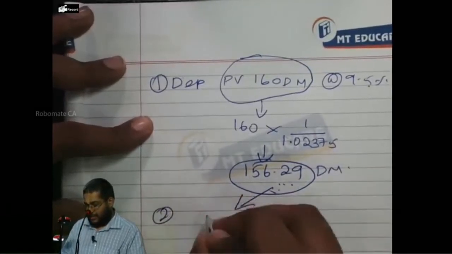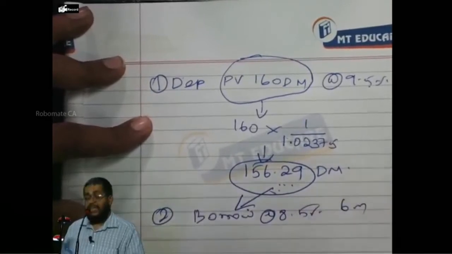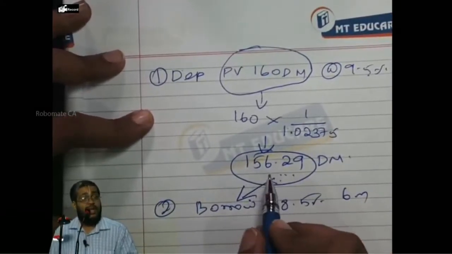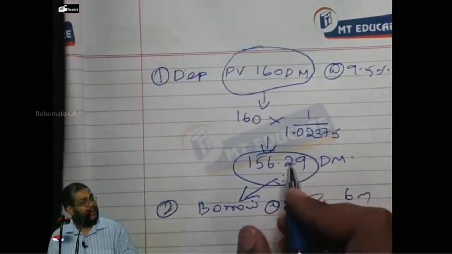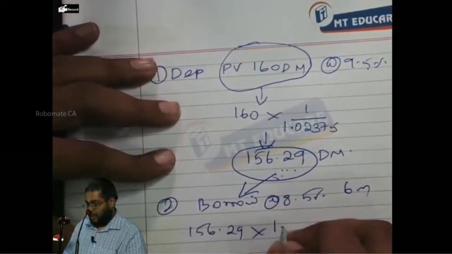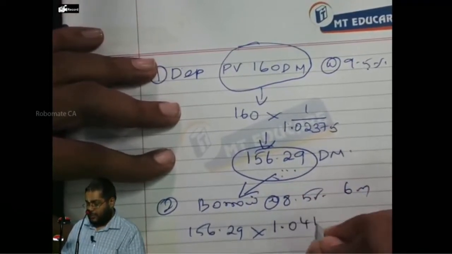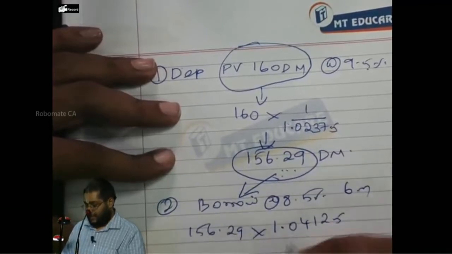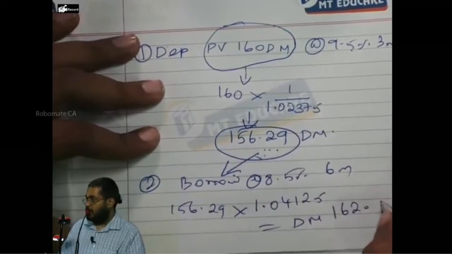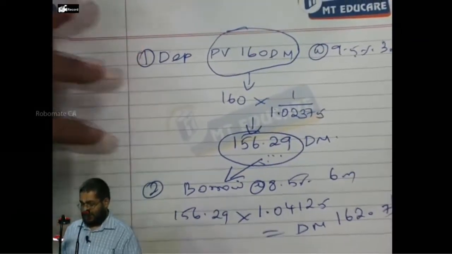To deposit this money, what should I do? I borrow this Deutsche Mark. Step number 2. At what percent? 8.5%. How many months here? 6 months. Yes or no? That means after 6 months, should I repay 156.29 or more than that? More than that. I have to pay interest for how many months? 6 months interest. Right or not? It is 156.29 into 1.04125, as 8.5% is for 1 year and for 6 months it is 4.125. Right or not my number? Tell me what number you get. 162.74.